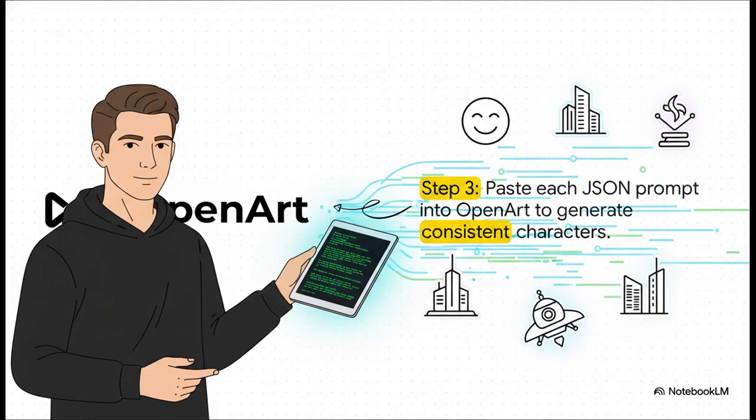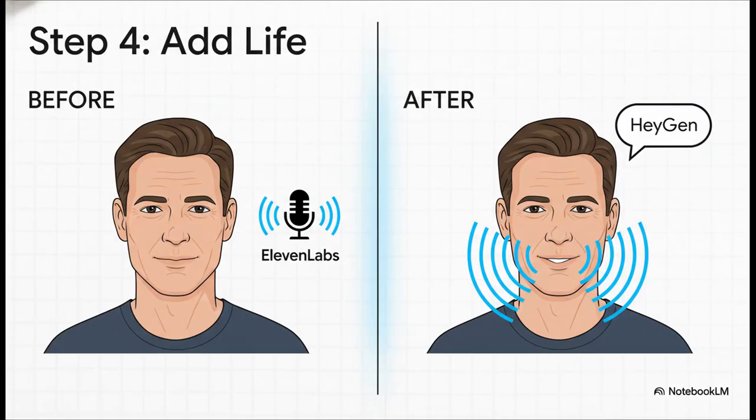You paste that JSON right into the prompt box, and just like that, you'll start generating images with incredible consistency from one scene to the next. So now our characters look great, but they're just static images. In step 4, we're going to bring them to life.